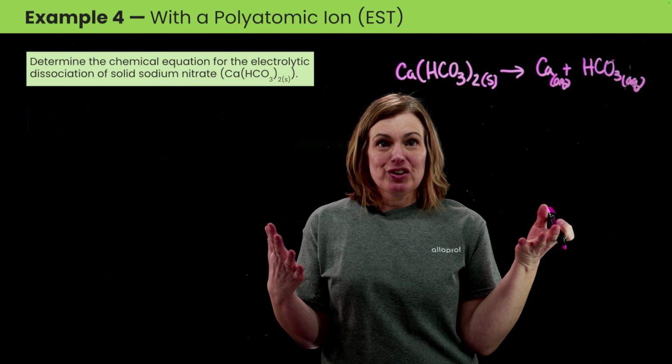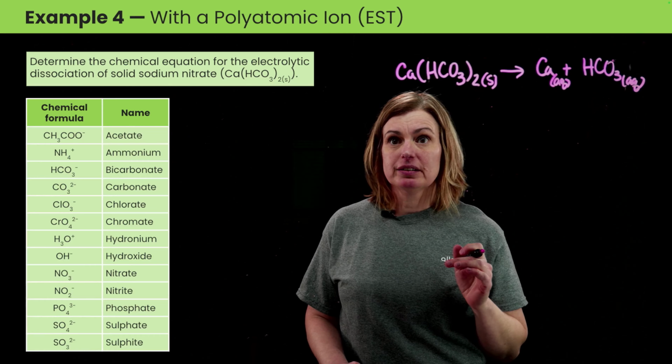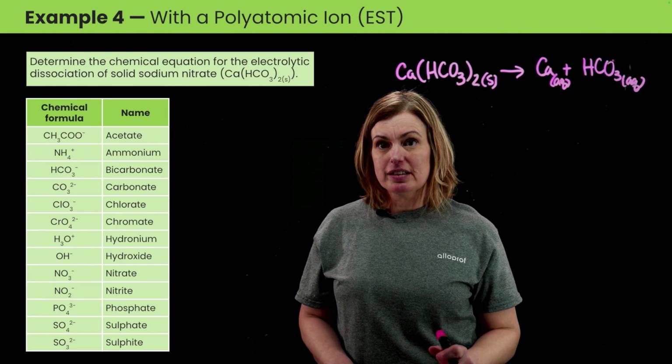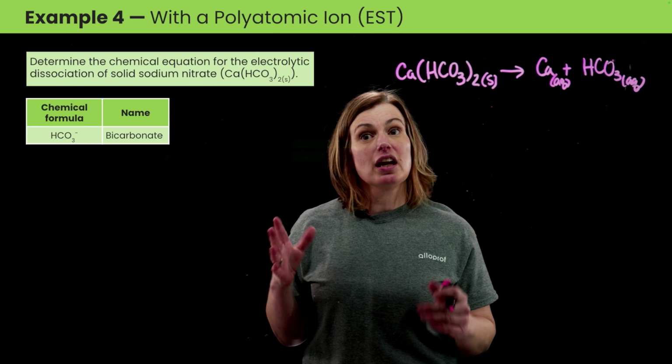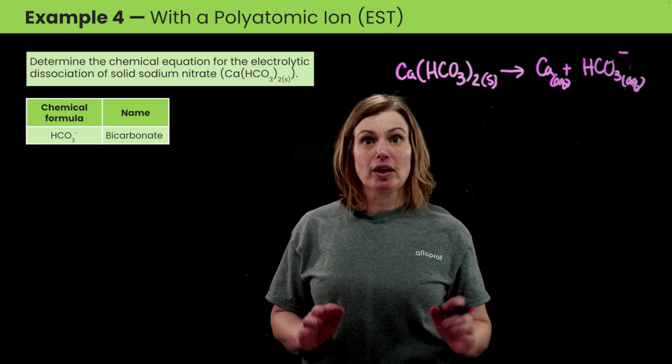I'm ready to put in the charges. So I'm going to have to look up my bicarbonate. And of course, here's the polyatomic ion list, the typical ones anyway. The one we want to focus on is the bicarbonate. It's got a -1 charge. So I'm going to put that up here next to my bicarbonate.